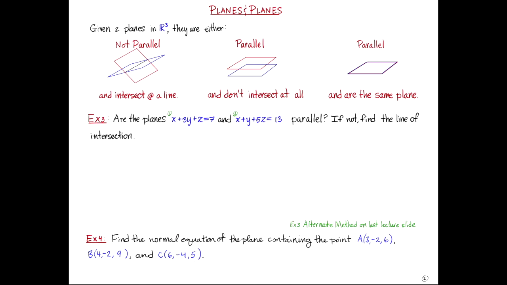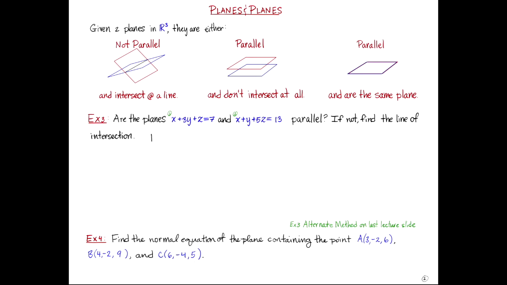Given two planes in R3, they're either not parallel, which means that there's a line of intersection, or they are parallel but distinct, or the third option is that the two planes are parallel and the same plane. In example 3, let's determine if our two planes are parallel, and if they're not parallel, we'll find the line of intersection.